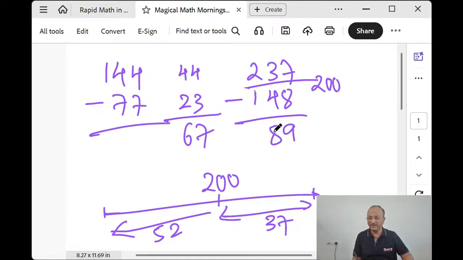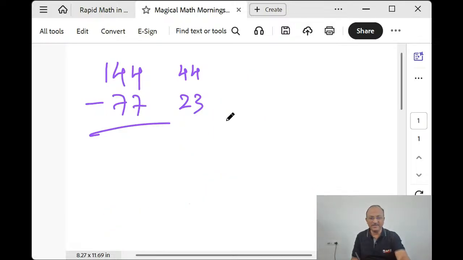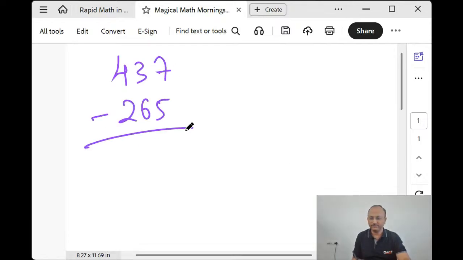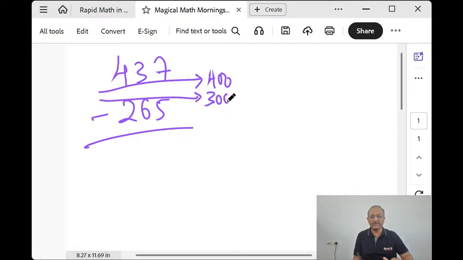Isn't it simple? Definitely yes. Let's take some numbers. Suppose we want to go for some bigger numbers. Suppose we want to find out 437 minus 265. Now either you can take 400 or you can take 300 as the base. Anyone, whichever you find comfortable.